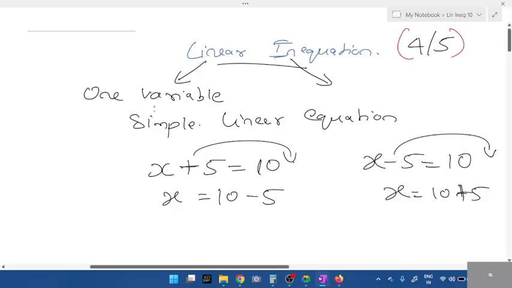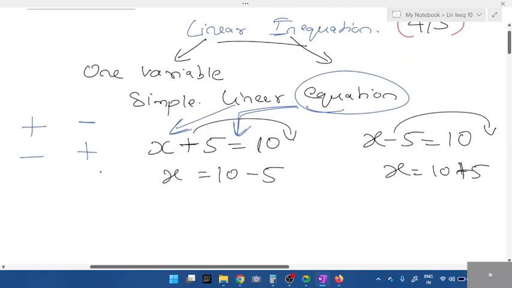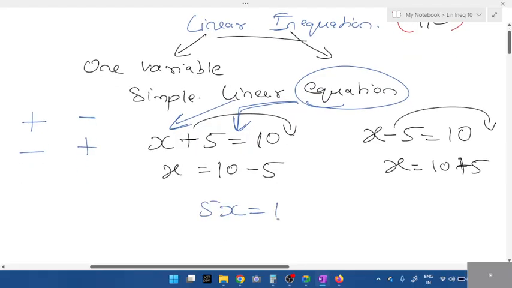So this is simple linear equation. What is simple linear equation? Linear meaning is one variable. In one equation only one variable will be given. Equation meaning is equal to sign. And there are a few rules you have to follow. In simple linear equation, plus goes to the other side becomes minus. Minus will become plus. In the same way, if I write 5x, students, how are 5 and x related? If there is no sign in between, multiplication, right? So if 5 goes to the other side, what does it become, students? 10 divided by 5. So multiplication becomes division.